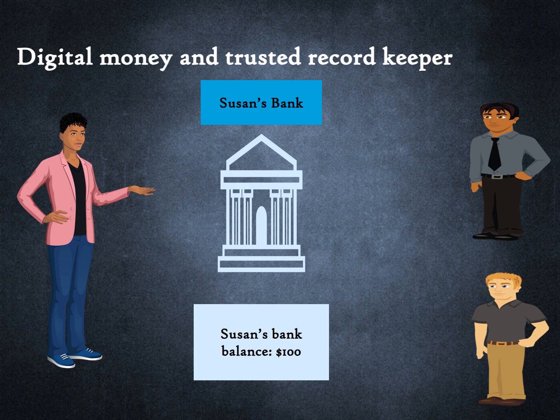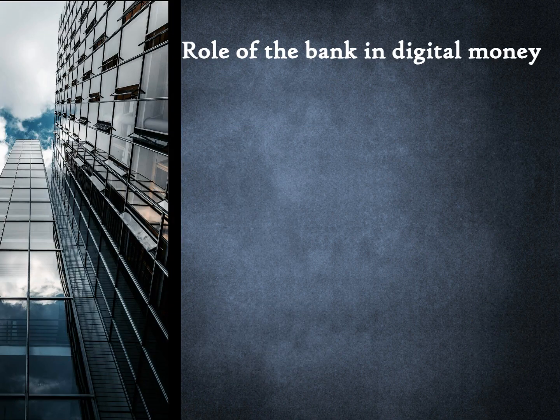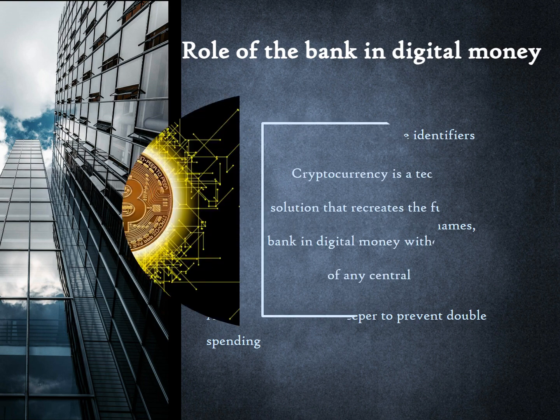The problem of double spending is solved through a trusted record keeper, which is Susan's bank. Susan has $100 in her bank account. If she sends $1 to Peter, the bank will deduct her balance. She cannot send the same money twice. The bank performs the following functions for digital fiat currency. It issues bank accounts with unique identifiers. It restricts access to the accounts via PINs, usernames and passwords. It prevents double spending by keeping the book of record.